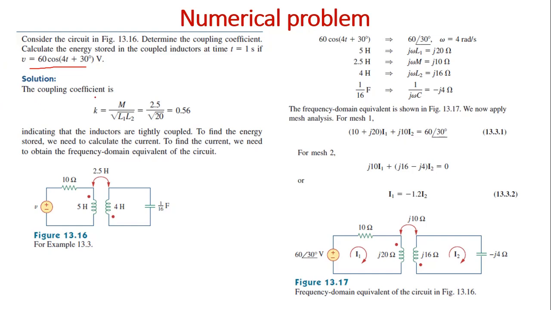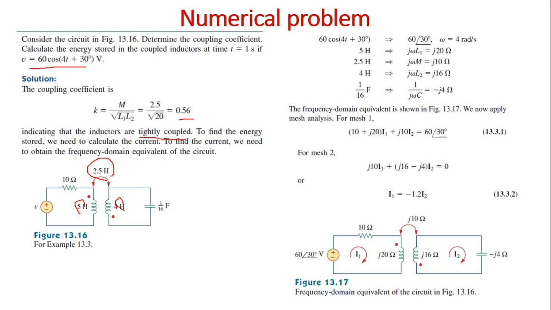For the coupling coefficient formula, we know that K is equal to M divided by the square root of L1 and L2. The value of M is given, L1 is given, L2 is given, so from that we can determine the value of K. The value of K is 0.56, so it is greater than 0.5. So these two coils are tightly coupled. The first part of the question is over.